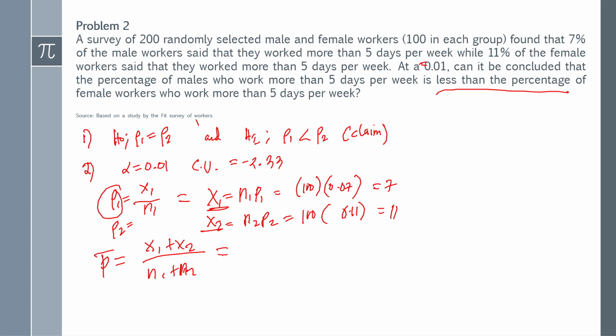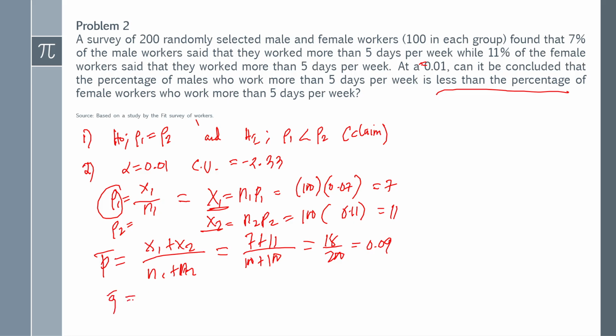So in this case, what is our x sub 1 now? It is 7. And our x sub 2 is 11, and each group has 100. So 7 plus 11 over 100 plus 100, we have 18 over 200, which is equal to 0.09. So we have now our pooled proportion.